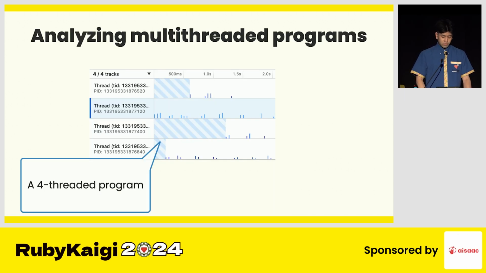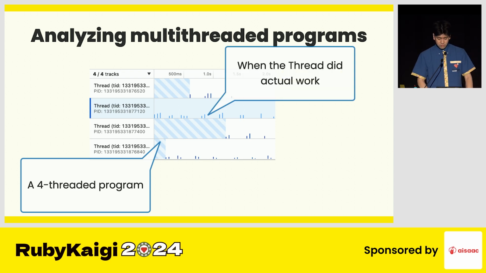Profiling multi-threaded programs was in mind when designing this. So in this case, the 4 tracks each represent a Ruby thread. So this is a program with 4 threads. The little bars in the middle indicate when the thread did actual work.